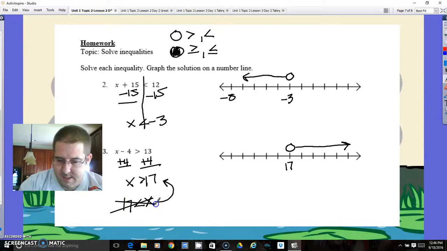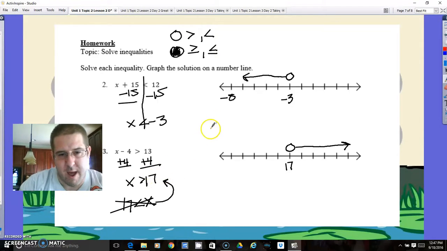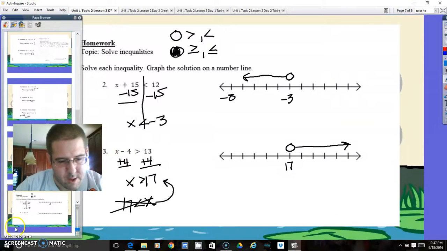So you don't really want this. Even though that's the right answer, you want it like this because x is greater than 17. Greater than, now you know all the greater numbers are to the right. So that's easier to graph. So when you're graphing, you definitely want to have your variable on the left-hand side. Not because you have to, just because it's easier to understand which direction it's going. All right, so that concludes another homework.